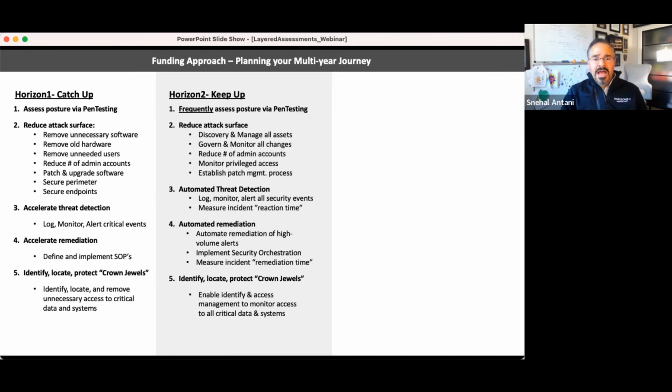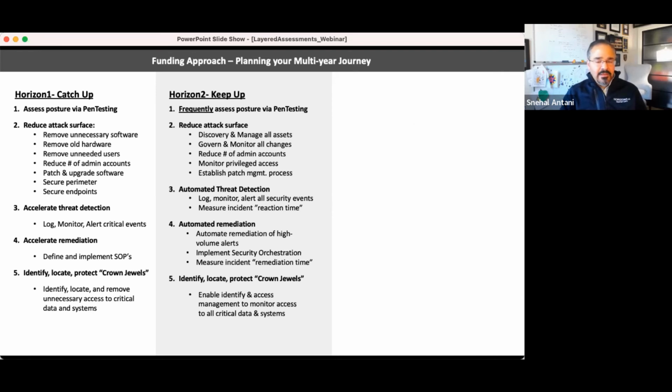As we get there, I now need funding to more frequently assess my security posture. I need more funding to more effectively manage my assets, to more effectively automate how I detect threats so I can accelerate my detection time, accelerate how quickly I can remediate issues, and then more thoughtfully identify, locate, and protect my crown jewels. And that becomes another bucket of money that you're going to get probably in year 2 or year 2.5.